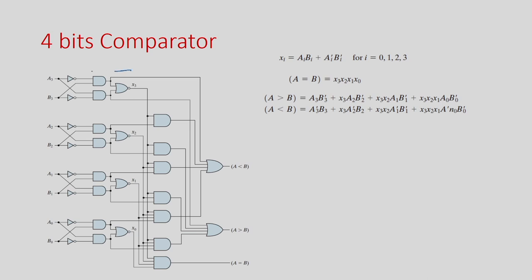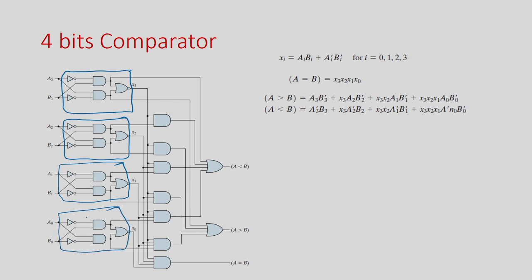So, this is basically computing that X3 value. This is computing the X2 value, which just checks whether A2, B2 are the same or not. And then this is doing the X1, and this is basically X0, right? This is corresponding to X0, this is X1, this is X2, and this is X3. So once I have these values, it is quite obvious to compute this, because I have to just connect this. This is X3, this is X2, this is X1, and this is X0, and this will be A equal to B, right?